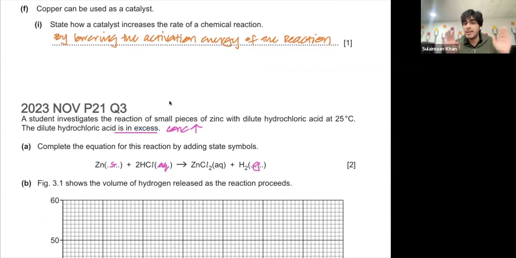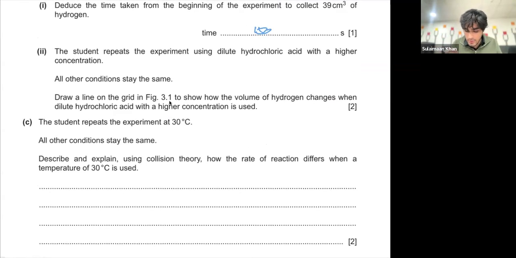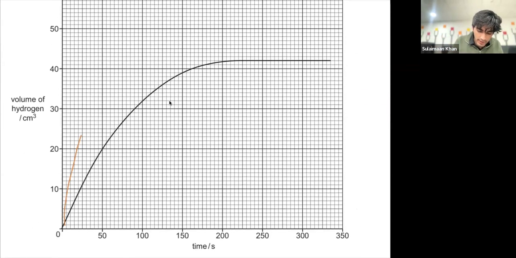So the products would remain the same. Why? Because the zinc is going to finish. Once the zinc finishes, it doesn't matter how many moles of hydrochloric acid you have in excess. No more products are going to form. Done. So all the other conditions are the same. Draw a line on the grid in figure 3.1 to show how the volume of hydrogen changes when dilute hydrochloric acid with higher concentration is used. With higher concentration, the volume of hydrogen produced is going to remain the same.